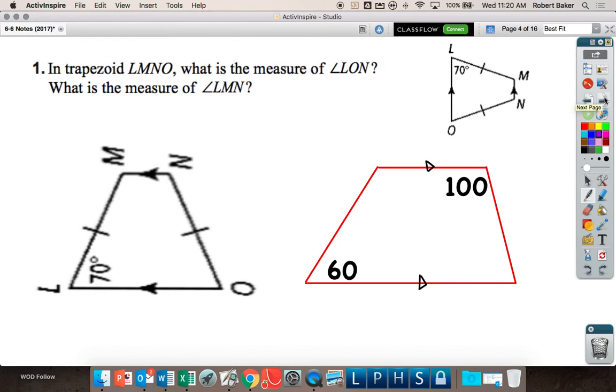Which ones are the bases right here? The parallel sides. So make sure you don't say that this is a base. That has its own name. It's called a leg. So I took this shape and I rotated it so that you guys got an accurate view of the bases. If this is 70, how big is this one?